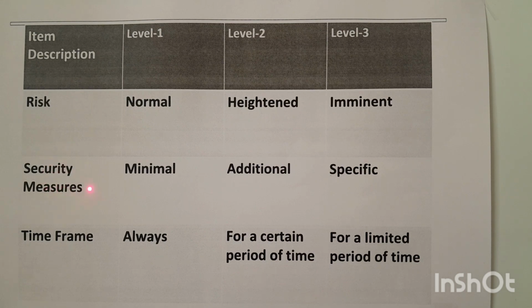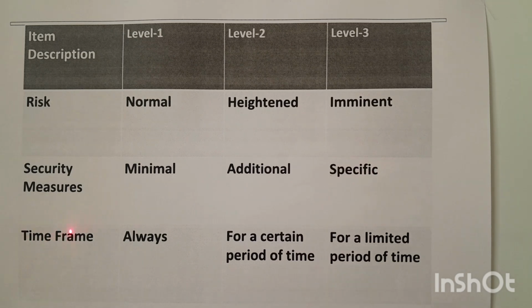Security measures, you have to take them. In security level 1, minimum security measures are to be taken. Under level 2, additional security measures are to be taken. And level 3, specific security measures depending upon where the threat is now likely to happen. So specific information and specific measures have to be taken.